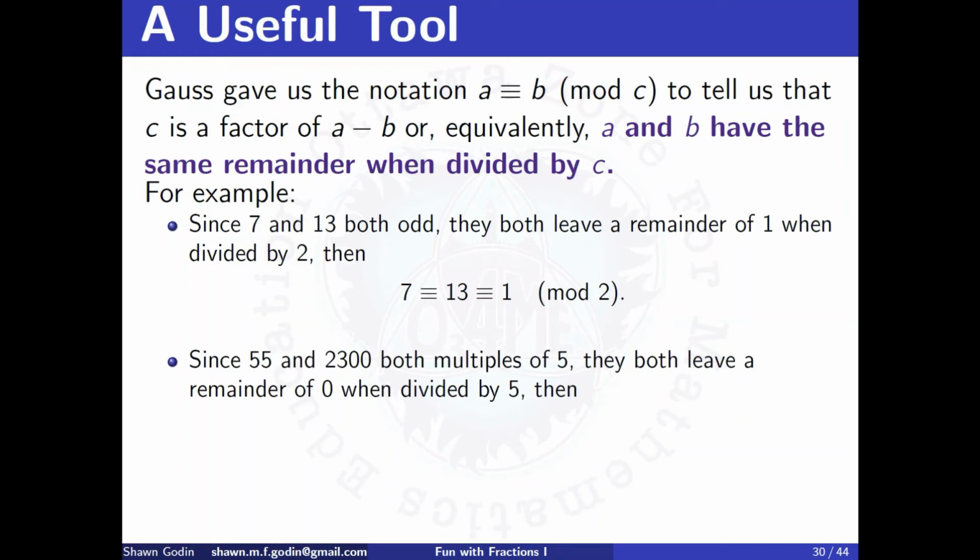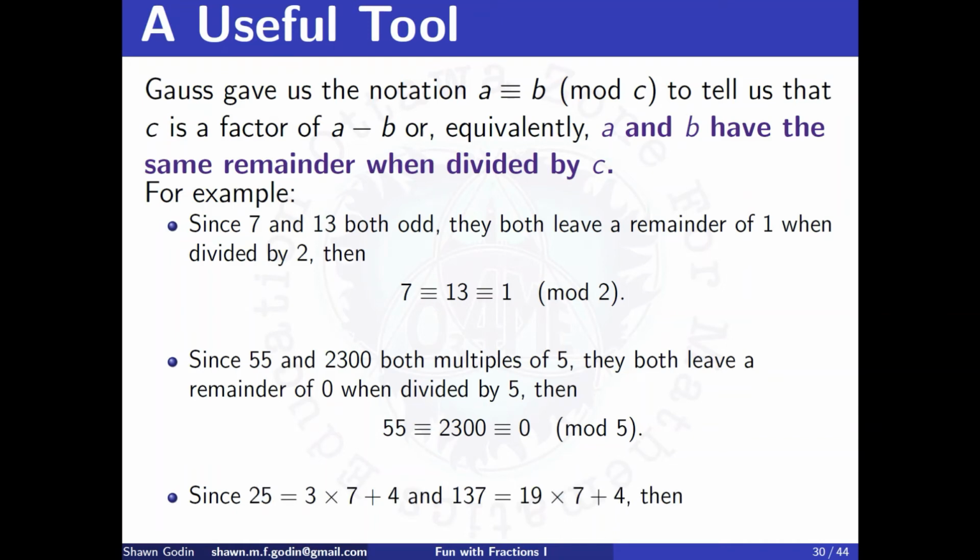Similarly, 55 and 2300 are both multiples of 5. They leave a remainder of 0 when we divide by 5, which means that we can write 55 is congruent to 2300, which is congruent to 0 mod 5. And finally, if I write 25 equals 3 times 7 plus 4, and 137 equals 19 times 7 plus 4, it means that if I divide 25 and 137 by 7, they both leave a remainder of 4, which means that 25, 137, and 4 are all congruent mod 7.